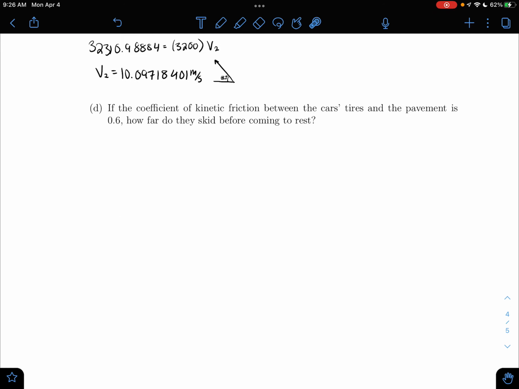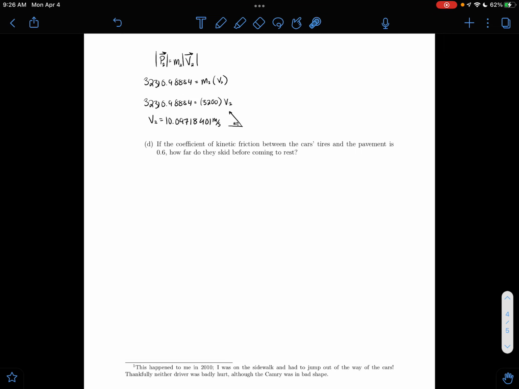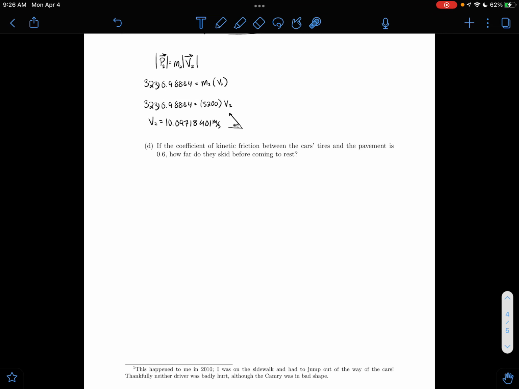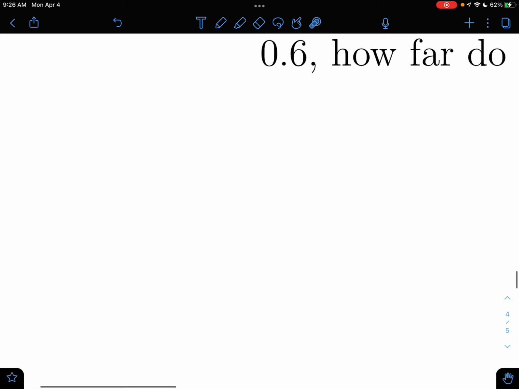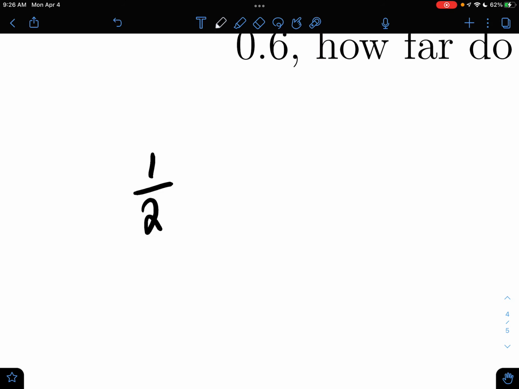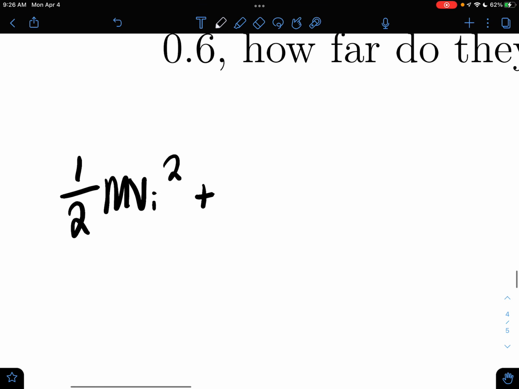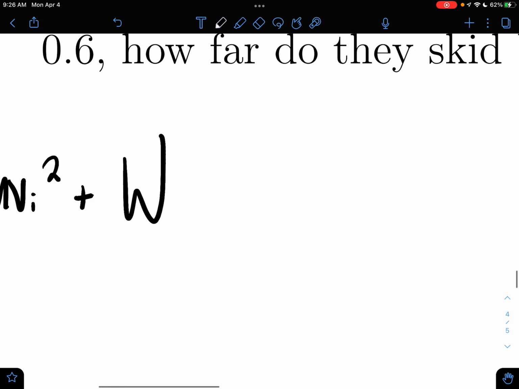Now we're given a coefficient of kinetic friction between the car's tires and the pavement. And we need to see how far they skid before coming to rest. So we've been talking a lot about momentum today, but now we're going to go back to our old friend, the work energy theorem, right? Because I want to say my initial kinetic energy plus some work done equals my final kinetic energy.